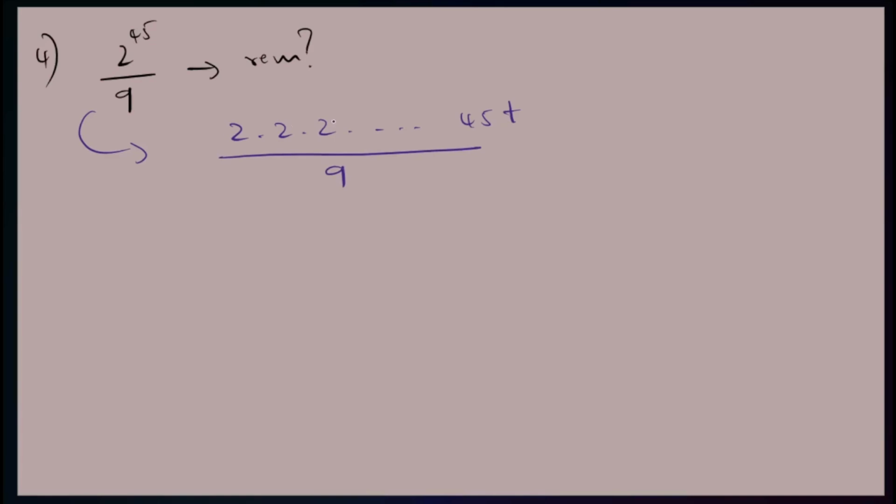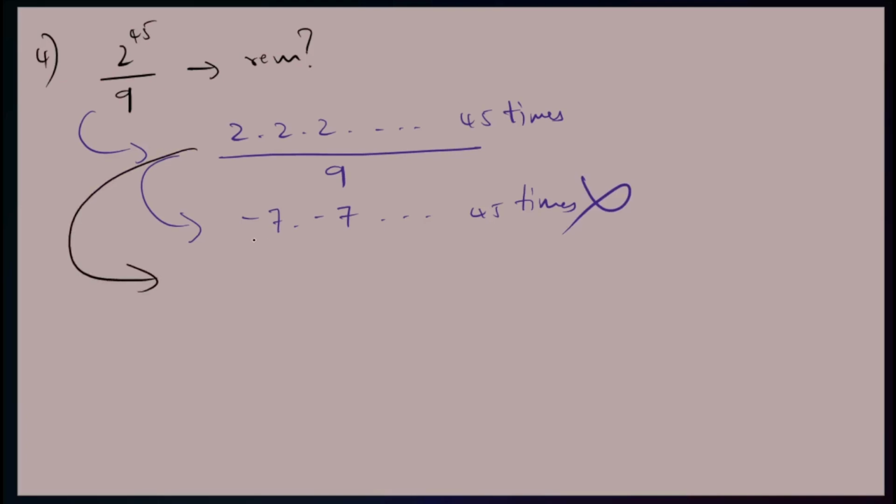Now, I'll give you one more question. Let's see if you can solve this. 2 power 45 divided by 9. What is your remainder? See, what would you do? You do 2 into 2, how many times? 45 times divided by 9. If you multiply 2 to 45 times, it's a very big number, right? So you convert into a negative remainder. Negative remainder is minus 7 into minus 7 into minus 7, 45 times. So 2 into 2 itself 45 times is a very big number, and now after converting into negative remainder, you're getting 7 into 7 into 7, 45 times. This is much bigger than the previous one. So this is not the approach you have to have.